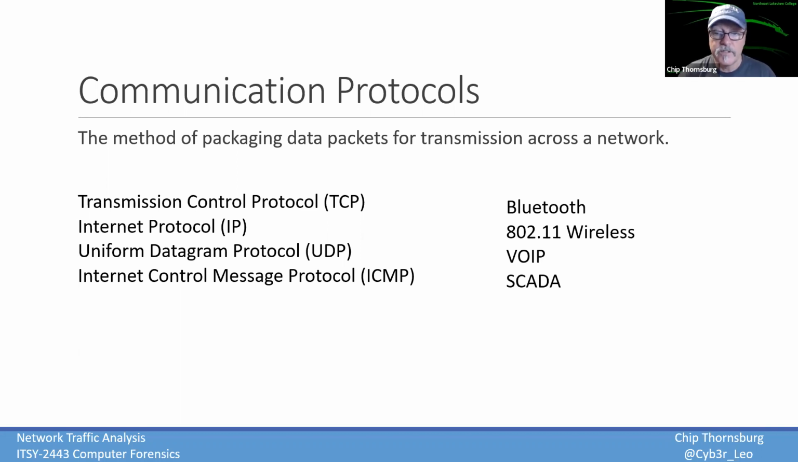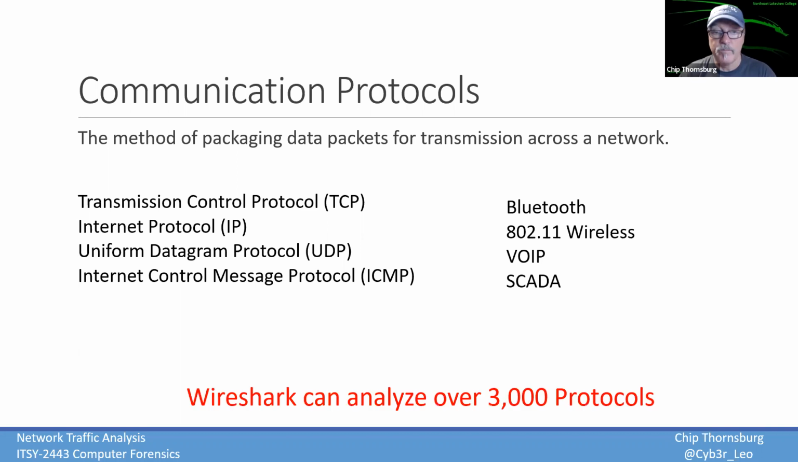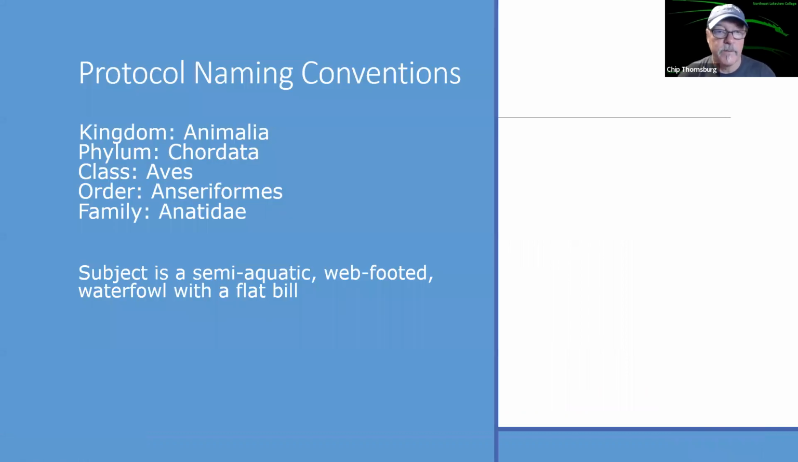Bluetooth is a communications protocol. 802.11, so our Wi-Fi standards, wireless, VoIP, and SCADA systems all use their own protocols. Wireshark actually can analyze a little more than 3,000 separate protocols at this time. And Wireshark is an open source product, so it's one of the reasons we lean pretty heavily on it in our network courses.